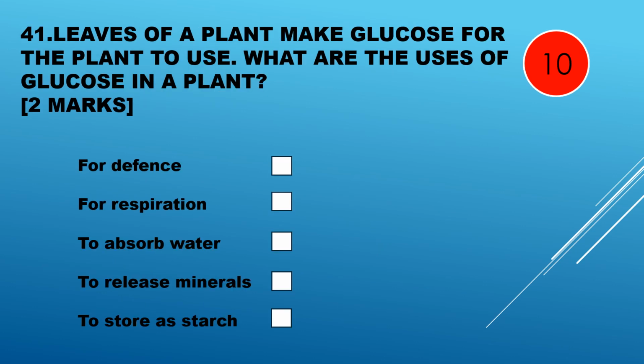Question 41. Leaves of a plant make glucose for the plant to use. What are the uses of glucose in a plant? Is it for defense, for respiration, to absorb water, to release minerals, to store as starch? Plants use glucose for respiration and to store as starch.